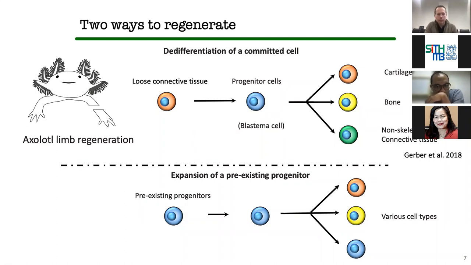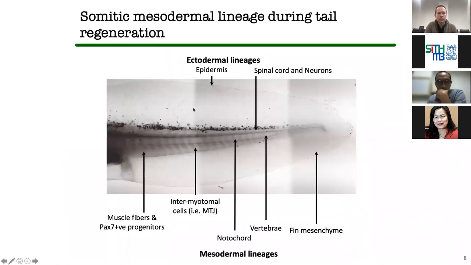If we look at the tail in a bit more detail, you would see that the tail is made up of broadly two different major lineages. Everybody who is studying developmental biology should be pretty familiar with this. There's an ectodermal lineage, which is mainly made up of the epidermis and the spinal cord and neurons, and the mesodermal lineages. Most notable of the mesodermal lineages are the somitic mesodermal lineages, which make up the bulk. That's the muscle and the muscle progenitors, the intermyotomal cells, or the myotendinal junction, if you will, the vertebrae, and also the fin mesenchyme.